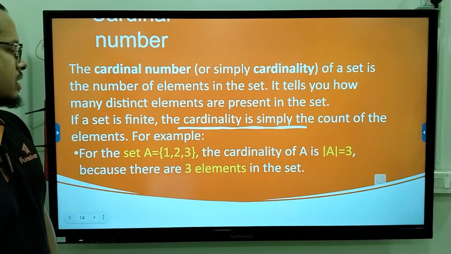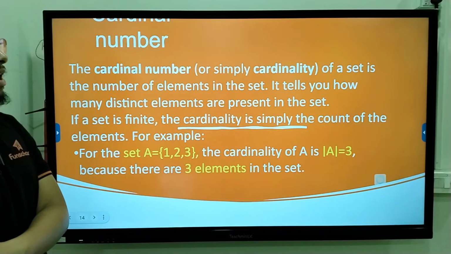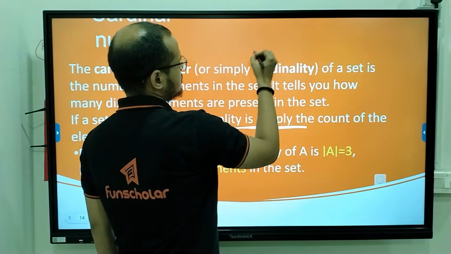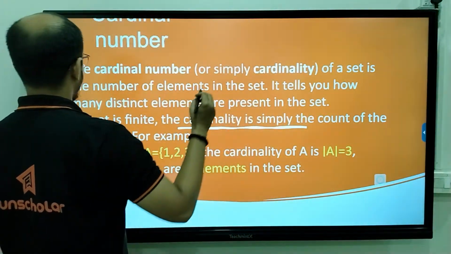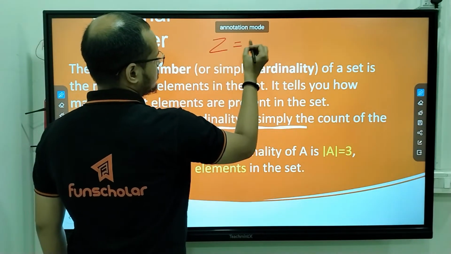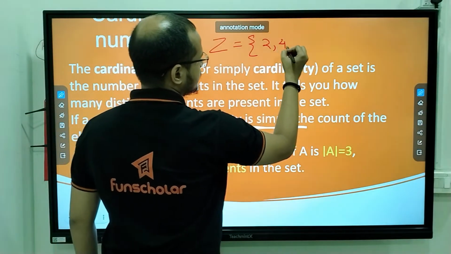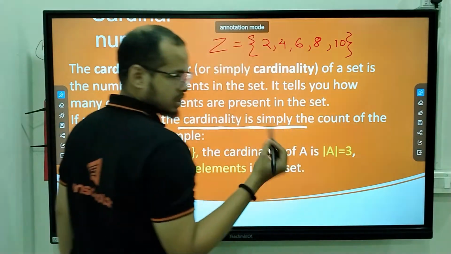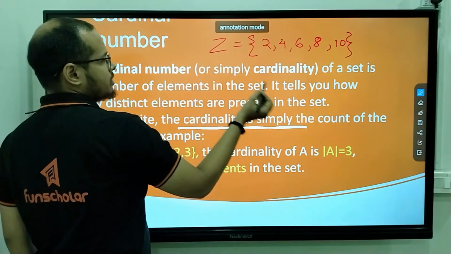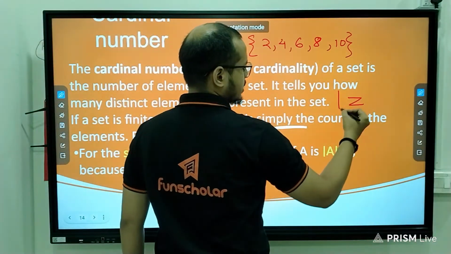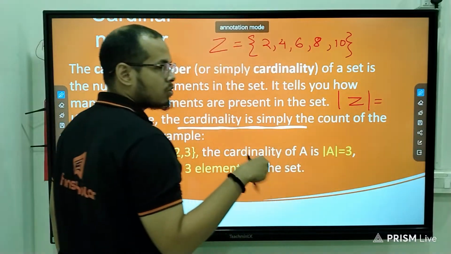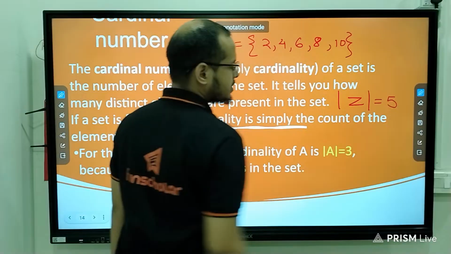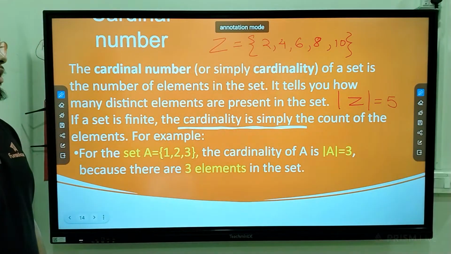Next, cardinal numbers. Cardinal numbers are very easy. You don't have to read anything. If I write a set and name the set Z, Z is equal to 2, 4, 6, 8, 10. So the cardinal number of Z will be written how? We'll be writing Z with bars on both sides. Then we'll count the number of elements: 1, 2, 3, 4, 5. So this is 5. That's actually it for cardinal number.